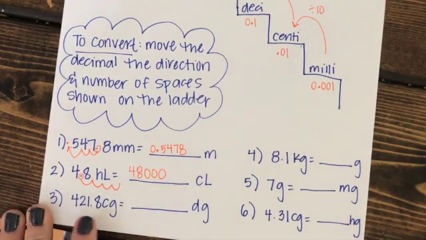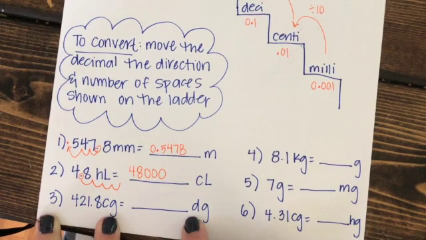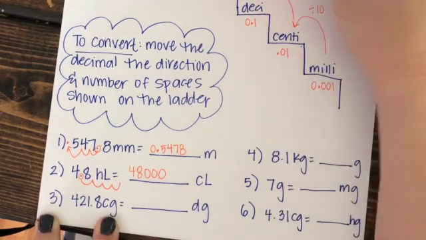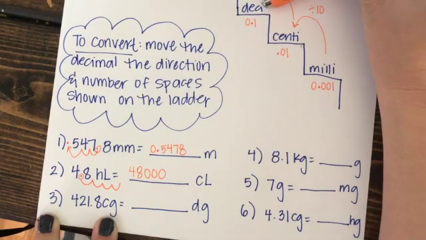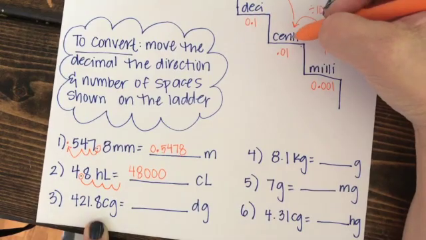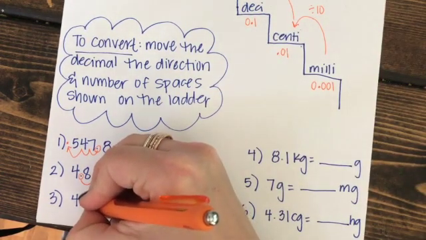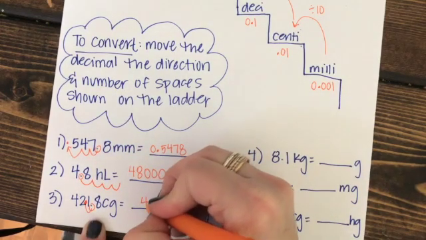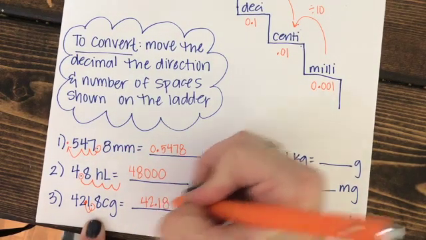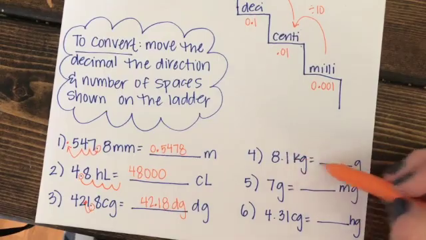Okay, and then if I have 421.8 centigrams and I'm going to decigrams. If it's a capital D, that's deca; lowercase d is deci. So centigrams to decigrams, I'm just going 1 to the left. So I'm going to take this decimal and move it 1 place. It's going to go there, so it would be 42.18 decigrams.